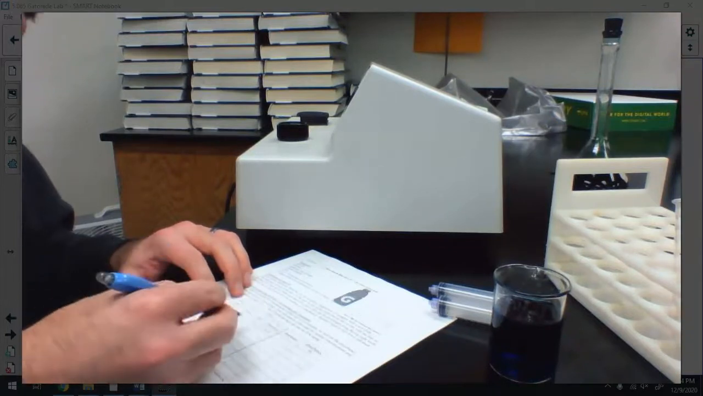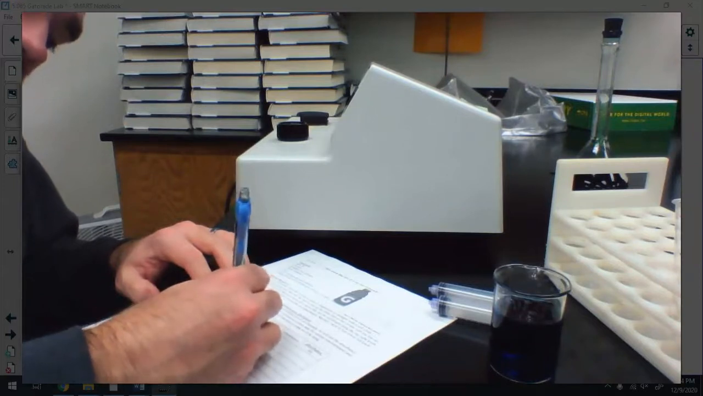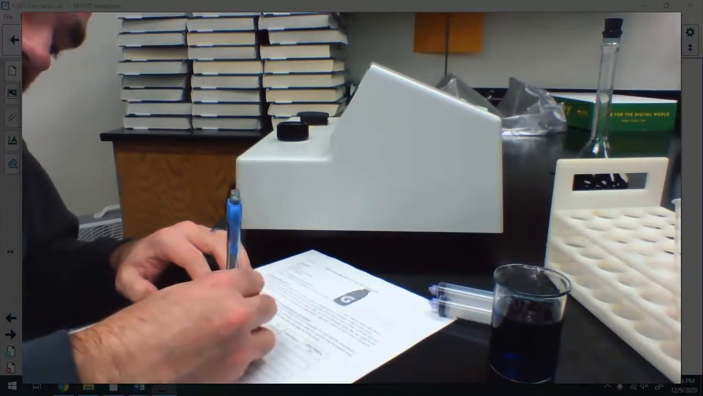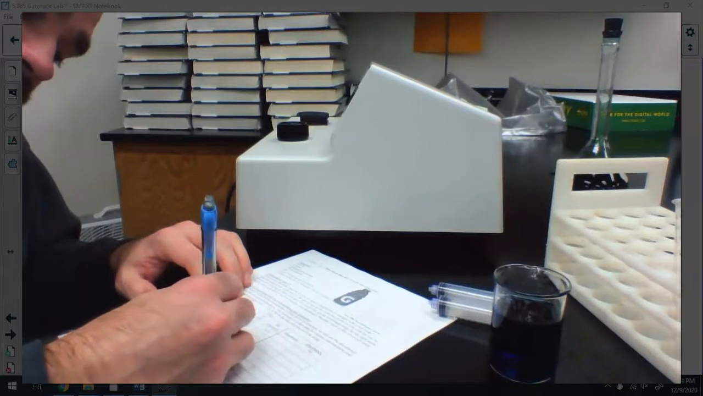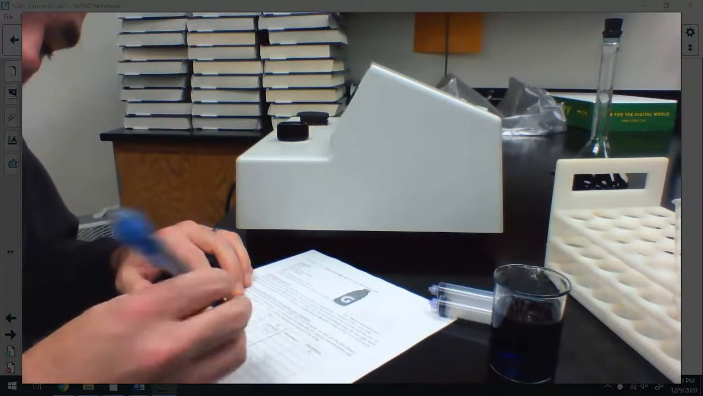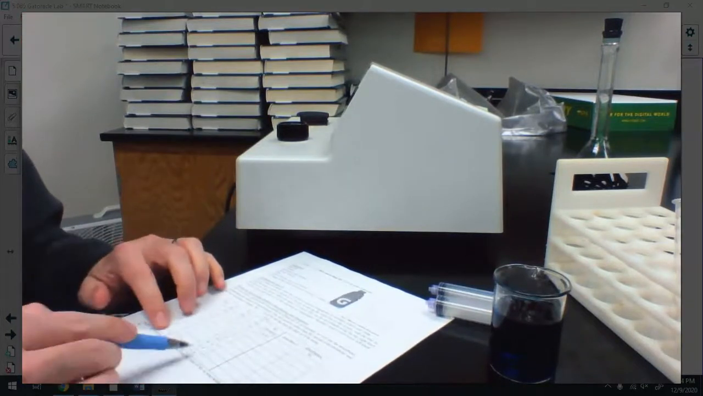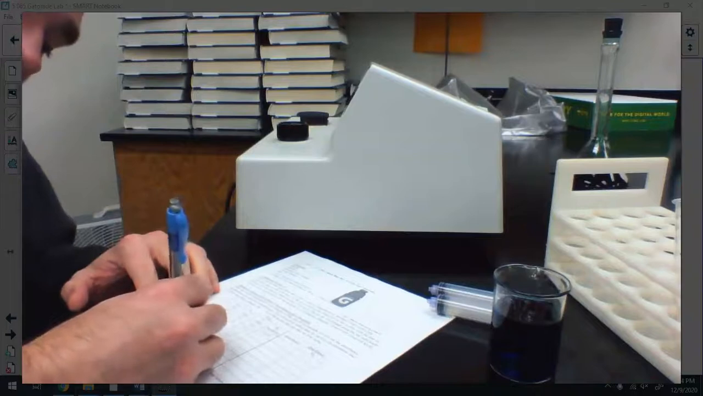The total volume, which is V2, is always going to be 10. Okay? So for that column, you can write in 10.0 all the way down. The total volume of all of the solutions that I'm going to make is 10 milliliters. The first one I make is 10 milliliters of blue stuff. The very last one I make is 10 milliliters of water and nothing else.